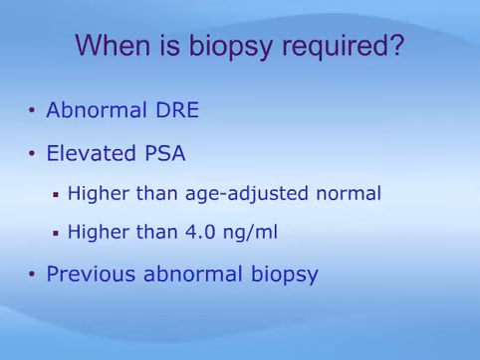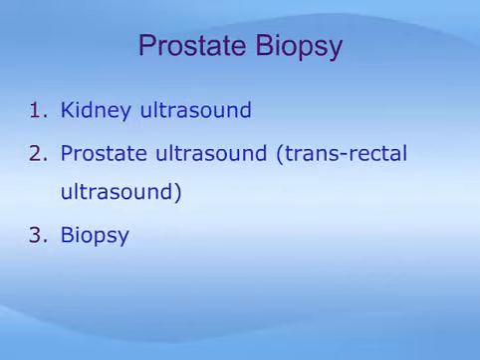Most doctors will recommend a biopsy in men with a PSA above the age-adjusted values discussed previously, while others will use a strict cutoff of 4 for all men. The process of a prostate biopsy usually involves 2 or 3 stages. In many centers, an ultrasound of the kidneys and bladder may be done first. You will then be positioned on your side and the prostate will be scanned and measured. Finally, biopsy samples of the prostate are then taken.